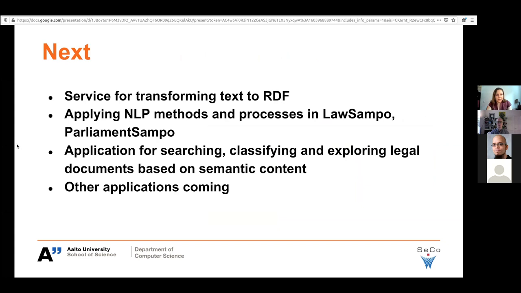What's coming next? Well, we have more services coming, for example, one that will transform text into RDF that we plan to publish there, hopefully. Then we are planning to apply this method as well to Law Sampo and Parliament Sampo. Then we have other people working on applications for searching, classifying, and exploring legal documents based on semantic context, which is a search application based on identifying different kinds of situations where people can be, and then finding documents related to those situations. And plenty of other demo services are probably coming soon, once we manage to create them.